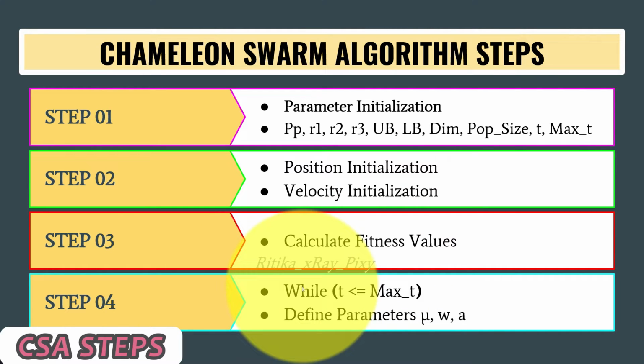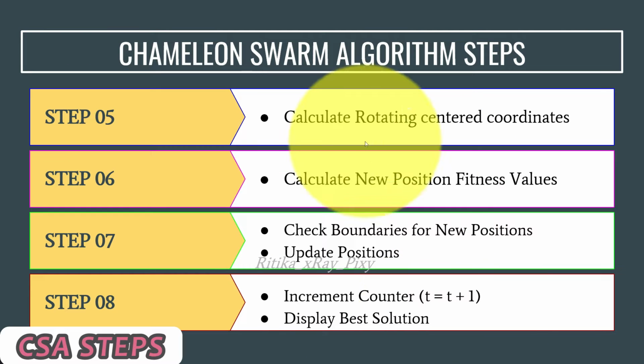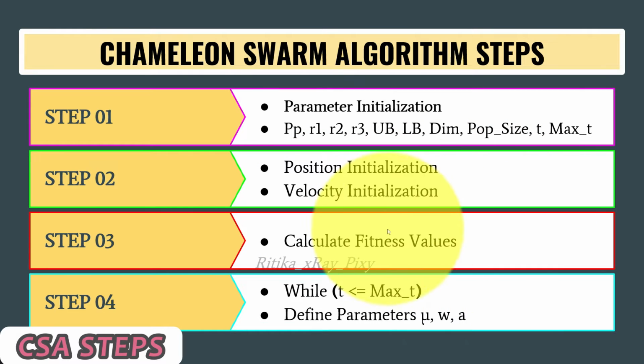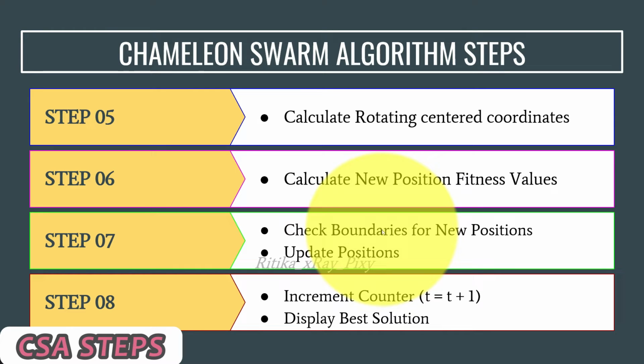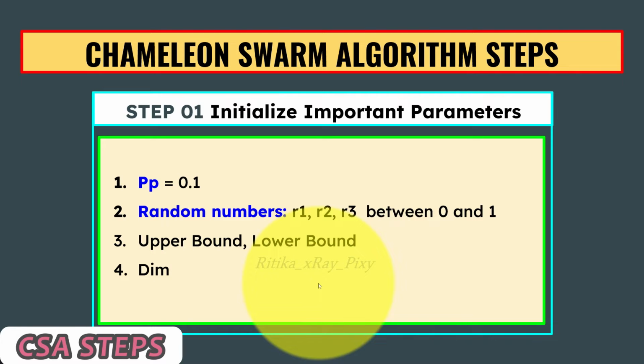After that, in step 4, we will start the main loop, define the parameters, then calculate the rotating center coordinates. After that, we will calculate the new position, as we updated their position in the search space. Now we will calculate the new position's fitness value. After that, we'll check the boundaries for the new solutions, whether they are within the search space boundary or not, and accordingly update the position and increment the counter until the stopping criterion is met. Once the stopping condition is met, we'll stop and display the best solution. So now step by step we will try to understand how this algorithm is working.